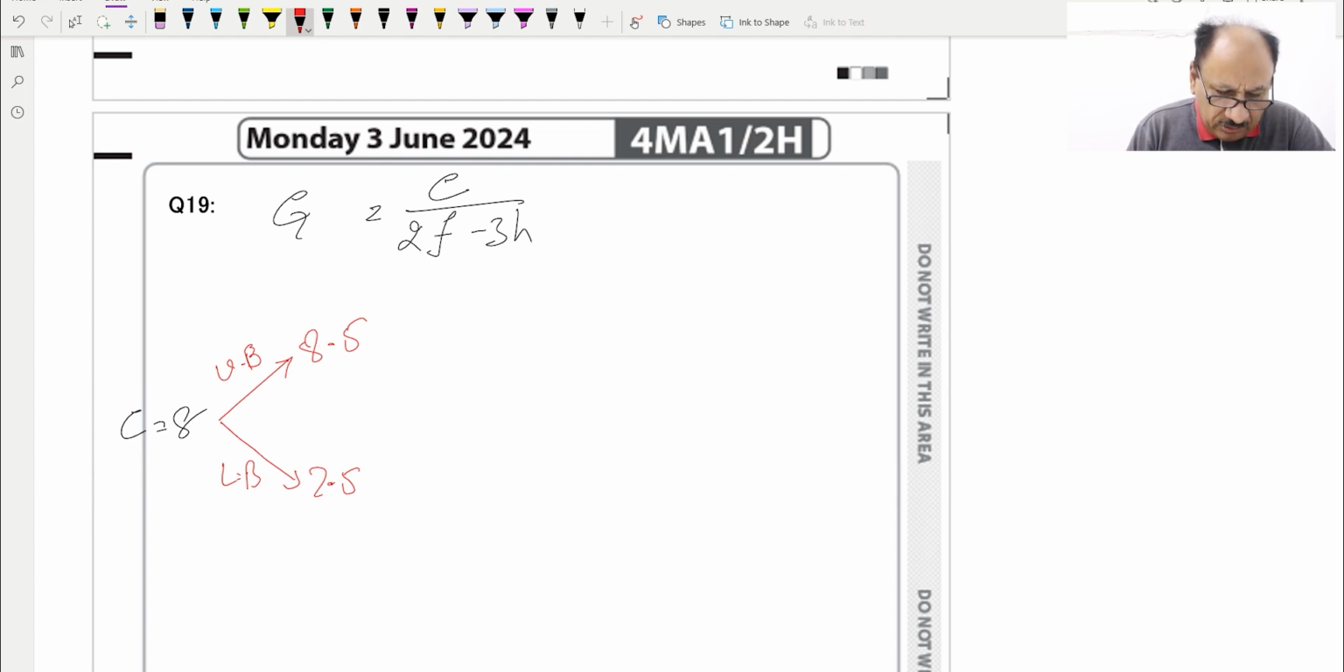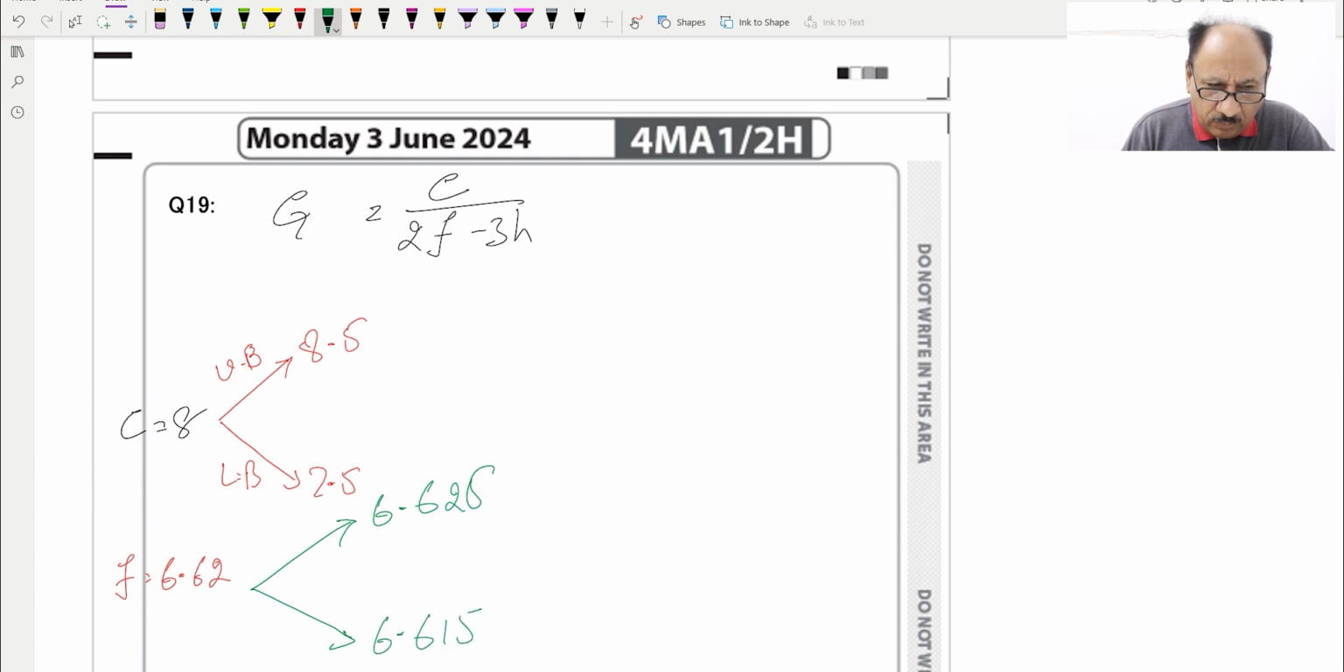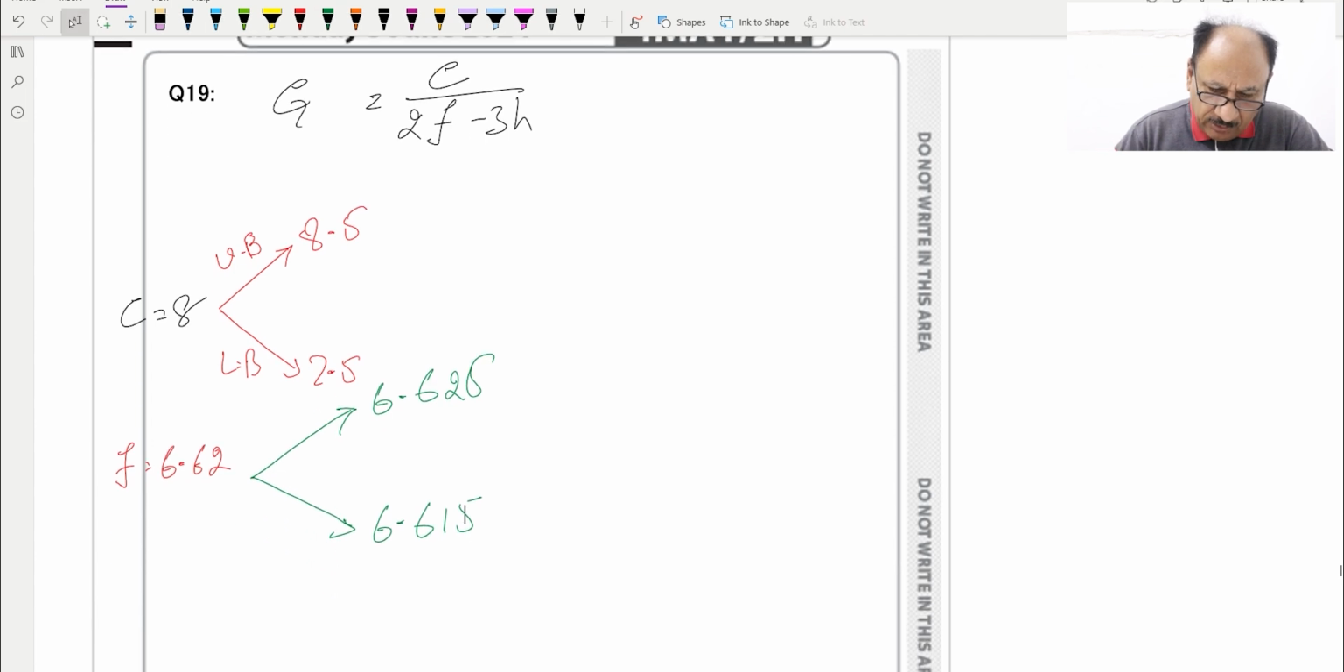And then they are saying f is equal to 6.62, and this is correct to 2 dp. So correct to 2 dp means again we will be finding the upper bound and lower bound: 6.625 and 6.615. These will be the upper and lower bounds because this is 2 dp, so we correct at the third decimal value, that's why we have taken the third decimal value as plus minus.